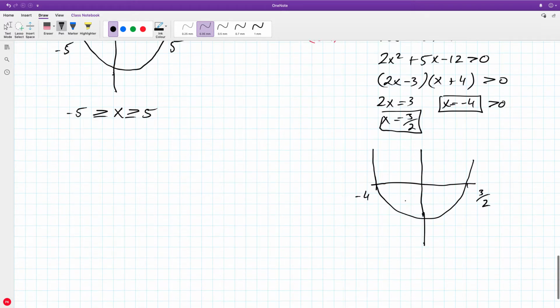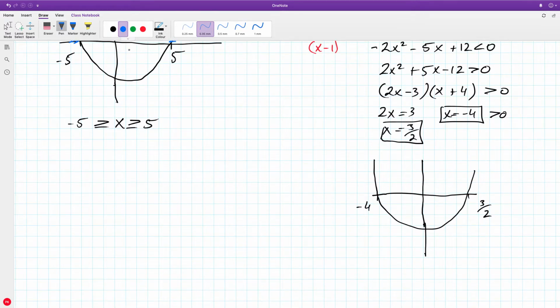Right, we want it greater than 0. So what? Below the line or above the line? Above, so out here and out here. That means x is what? Greater than 3 over 2 and less than minus 4. Right, and I'll go one of those. A few mistakes there.